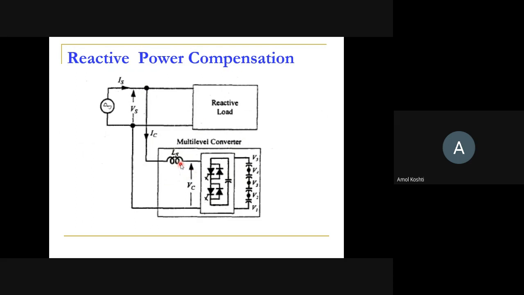When there is no need of reactive power, it will fetch the power from this grid and charge the capacitors. When there is a necessity to inject reactive power into the system, that DC will be fed to that multi-level converter. Then the DC will be converted to AC, and that will be injected into this grid. In this way, the reactive power is compensated in this grid, and accordingly the load is given. So this is an application of the multi-level converter.